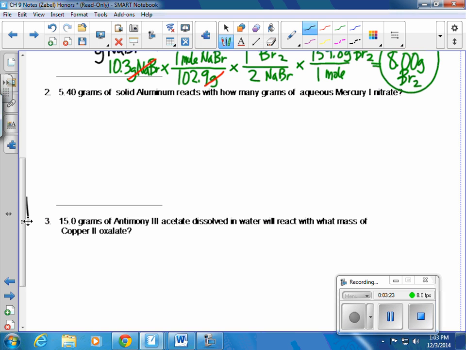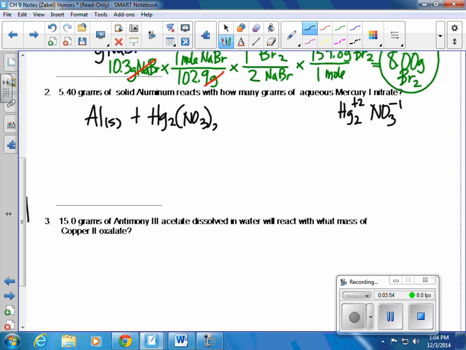So if I quickly go to question number 2, we have 5.4 grams of solid aluminum reacts with how many grams of aqueous mercury 1 nitrate? So here I have aluminum, which is a solid, and mercury 1 nitrate. You need to remember with mercury 1, it's Hg2 2+, and then NO3 is nitrate with the -1 charge. That 2 is going to stay there. So I'm going to have Hg2(NO3)2, and it tells us that it's aqueous.